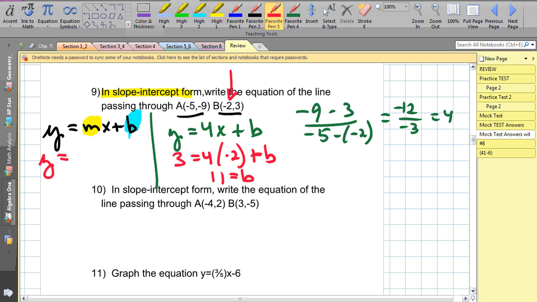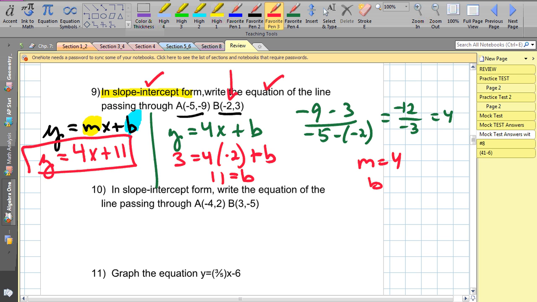So when we graphed it, in this case, what is the final answer? y equals 4x plus 11. This is an equation. That's what we have to do: write an equation in slope-intercept form. So on the side, don't tell me m is 4 and b is 11. No, that's not an equation. This over here in blue, that's the equation. That's what we're looking for.